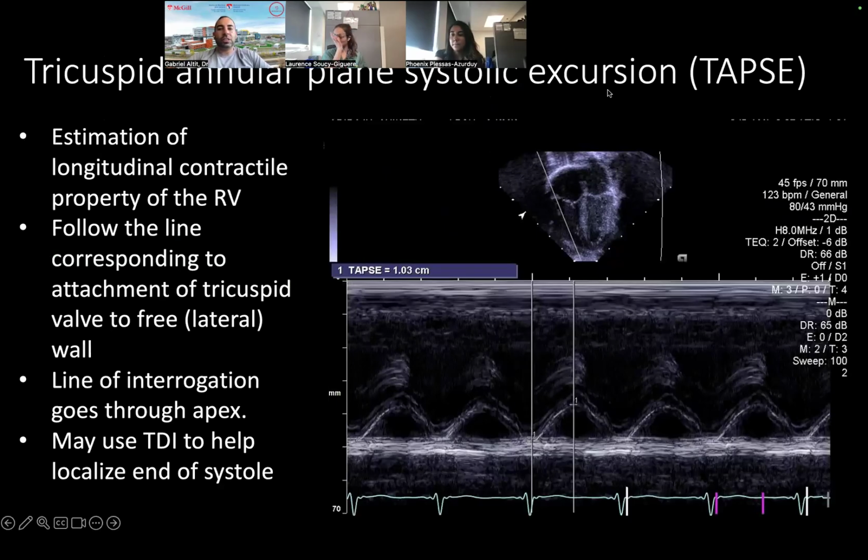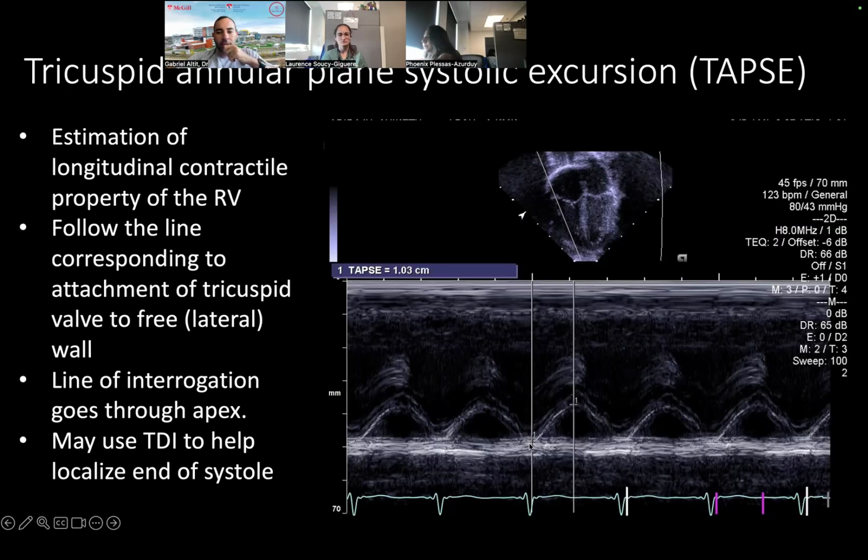It's really the excursion of this tricuspid valve inside the RV cavity as it plunges during the systolic contraction. So you're placing your line of interrogation through the apex and through the attachment of the tricuspid valve to the RV free wall. It has to be, so you cannot have your line like this. It should go through the apex. That's kind of what the ASC is recommending. And then basically you follow the line.